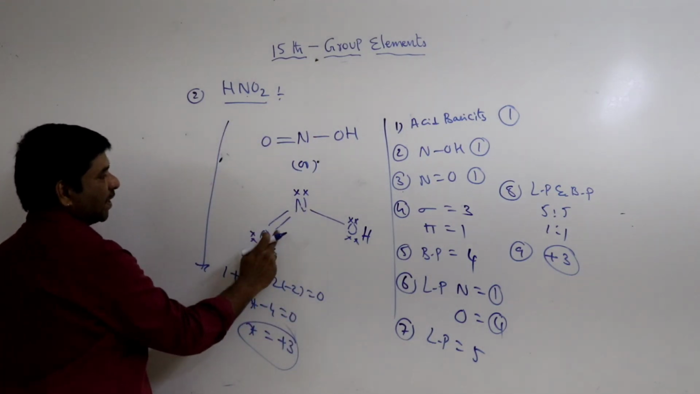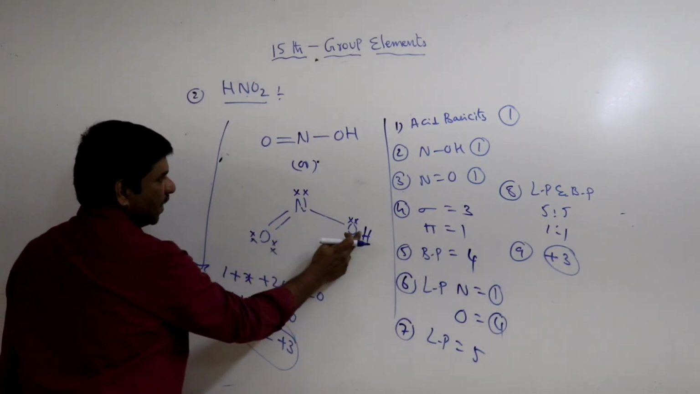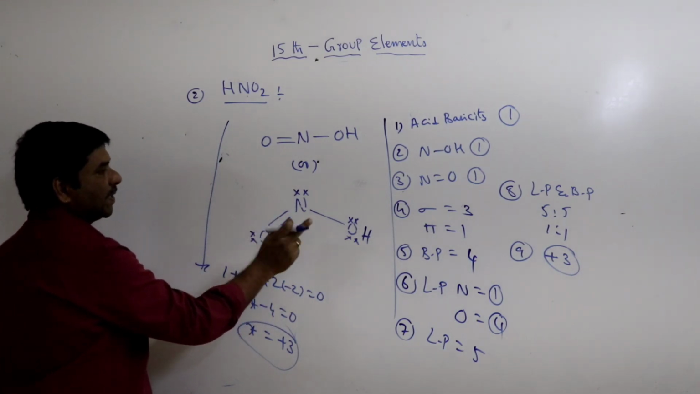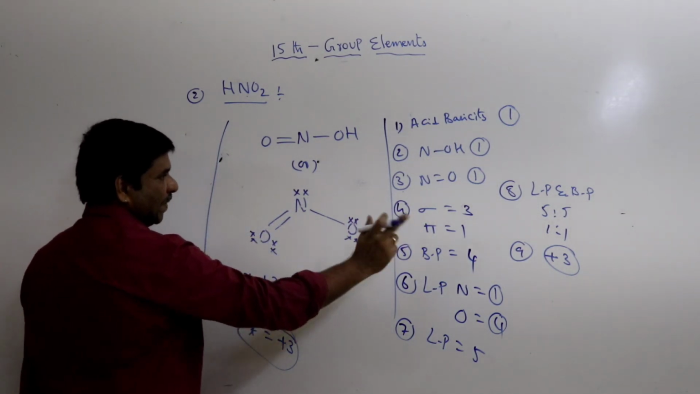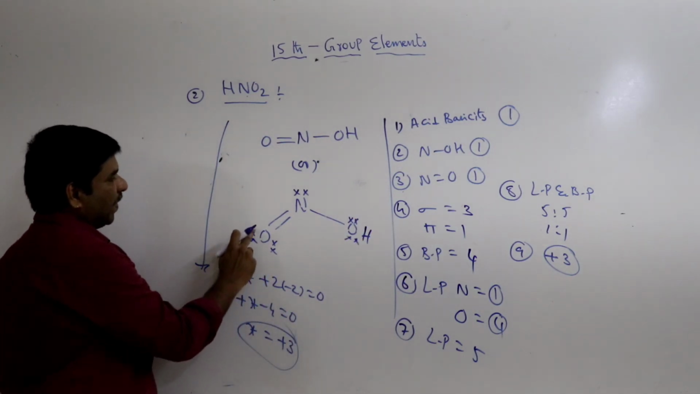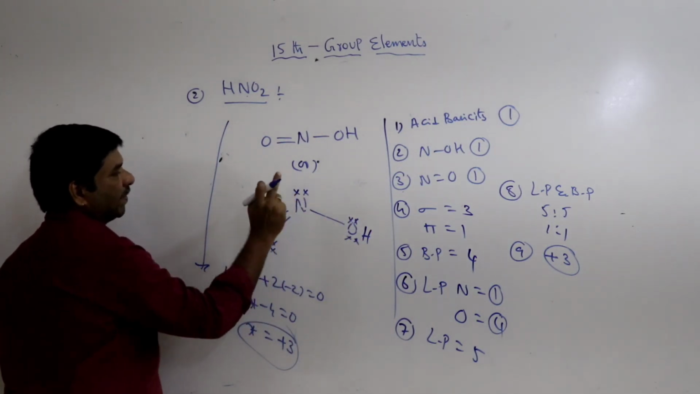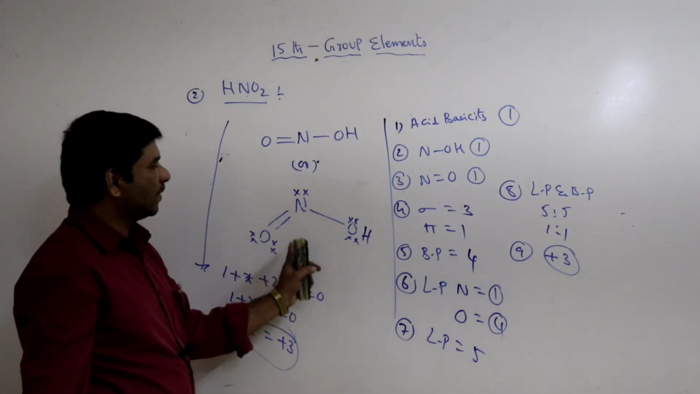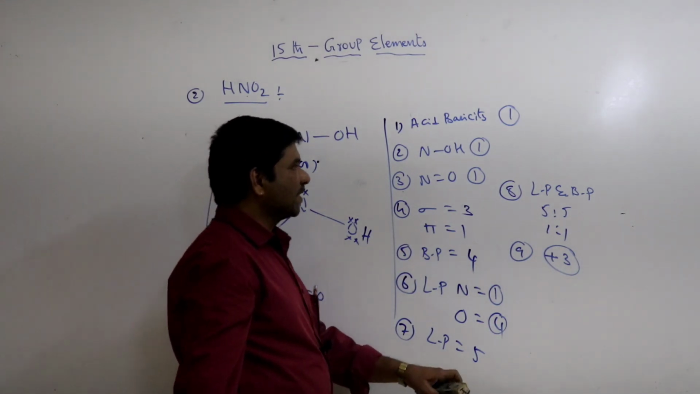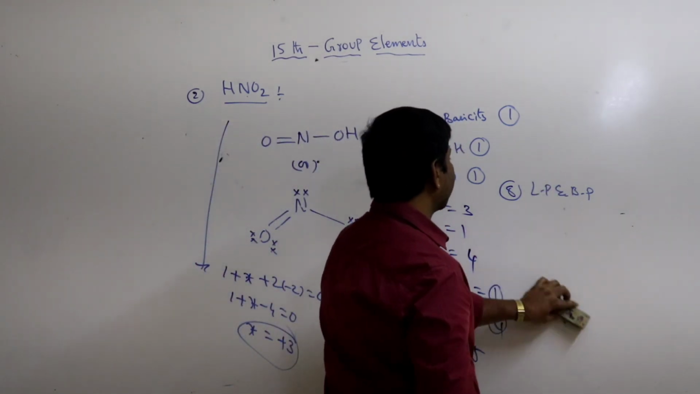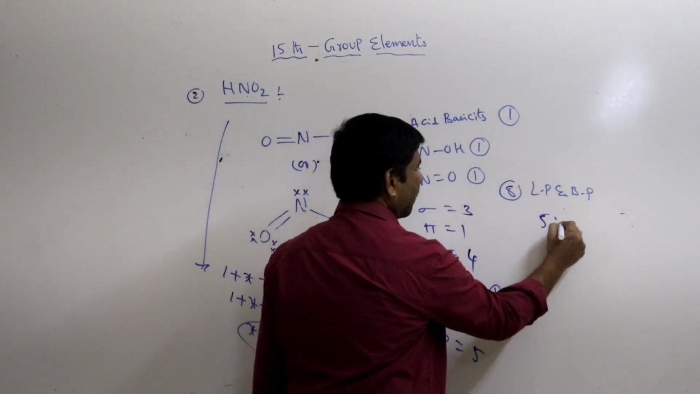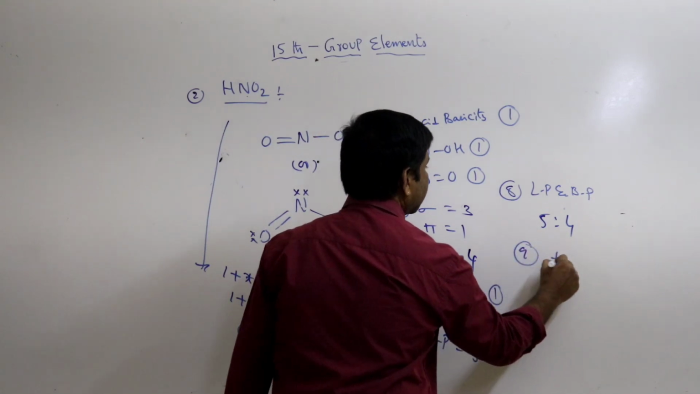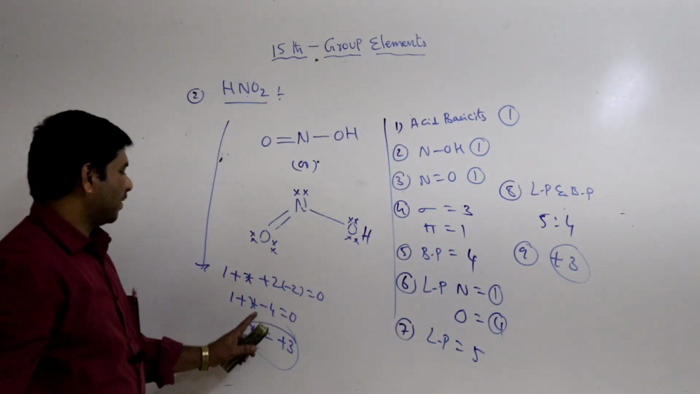Remember, number of sigma bonds: 1, 2, 3. Three sigma bonds, pi bonds 1. So the number of bond pairs is 3 plus 1, 4. Lone pairs: 1, 2, 3, 4, 5. Five lone pairs, on nitrogen and oxygen. So the lone pair to bond pair ratio is lone pair 5, bond pair 4. Oxidation number is +3. Already you know about this.